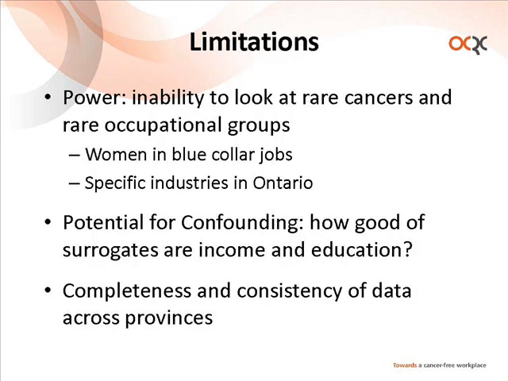Now the limitations, and I'm almost done here. I think one of our biggest limitations, as I've been repeating over and over again, is power. Specific issues might be women in blue-collar jobs, and some specific industries in Ontario that we might like to look at. We might be actually quite challenged using this kind of an approach. Then there are issues around potential confounding and assessing what those are. We're trying to address this as a confounder, but certainly this will be one of the primary limitations that anybody would bring forward in looking at our analyses. And the completeness and consistency of data across provinces is something that we do need to assess and look at.